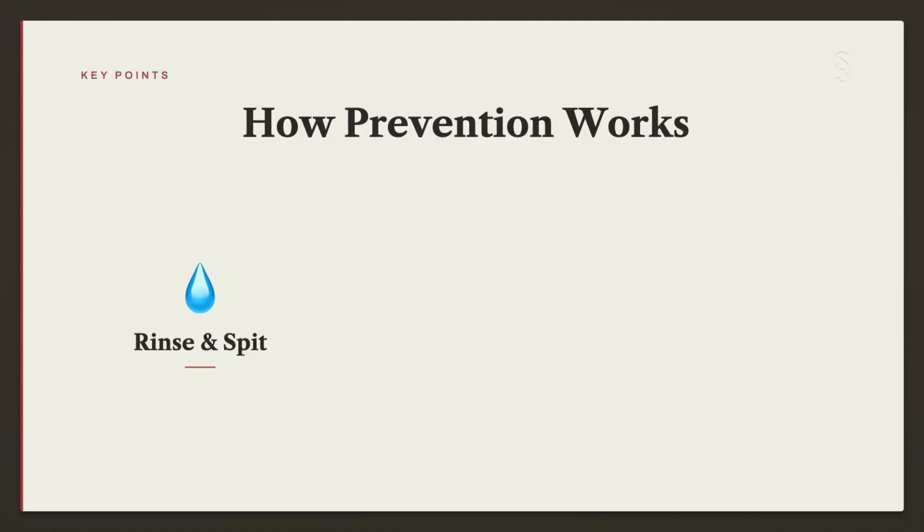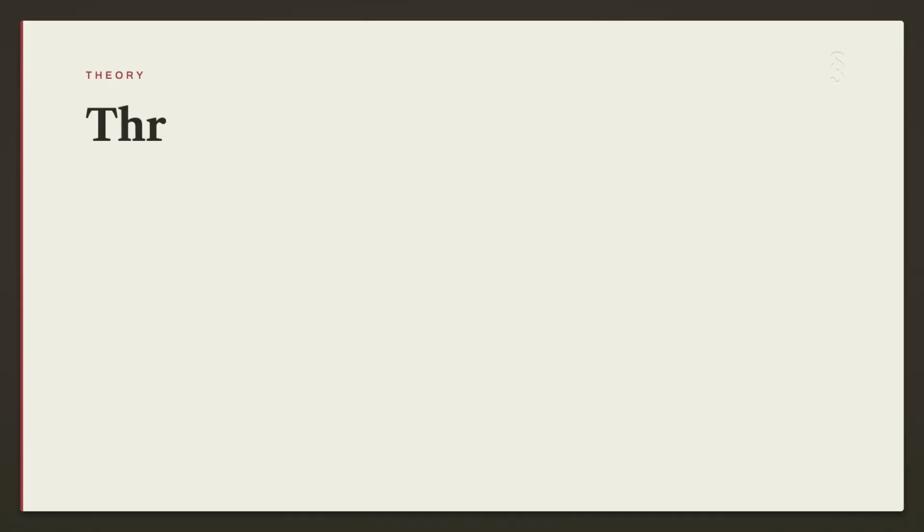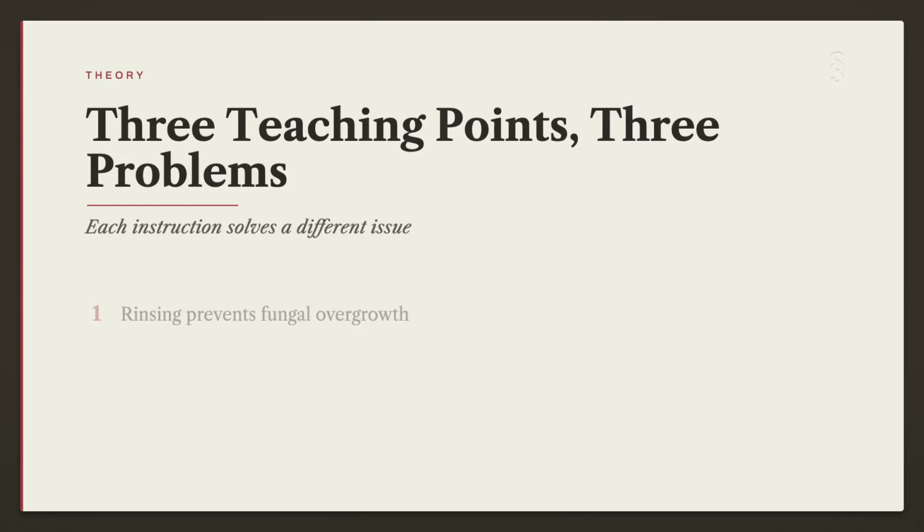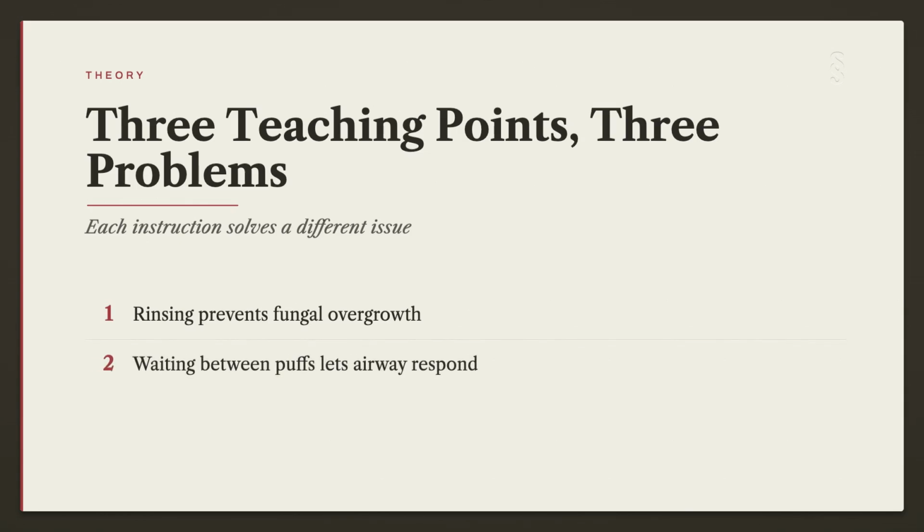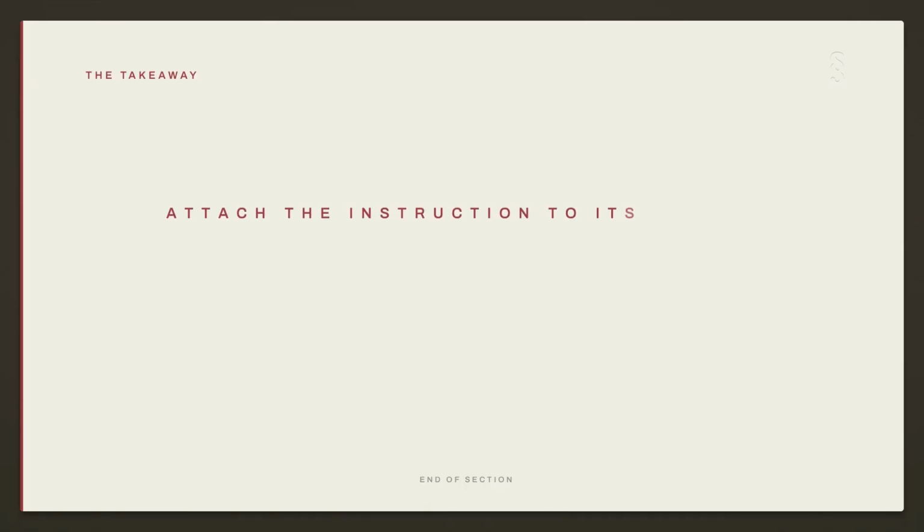Rinsing and spitting removes deposited drug before it acts. Gargling extends that protection to the throat, and a spacer lets large droplets fall out before hitting the mouth, cutting oral deposition while boosting lung delivery. Students often blend these instructions together, but each solves a distinct problem. Rinsing prevents fungal overgrowth. Waiting between puffs allows the airway to respond before the next dose. And using the bronchodilator before the corticosteroid ensures the airways open so the anti-inflammatory drug reaches deeper.